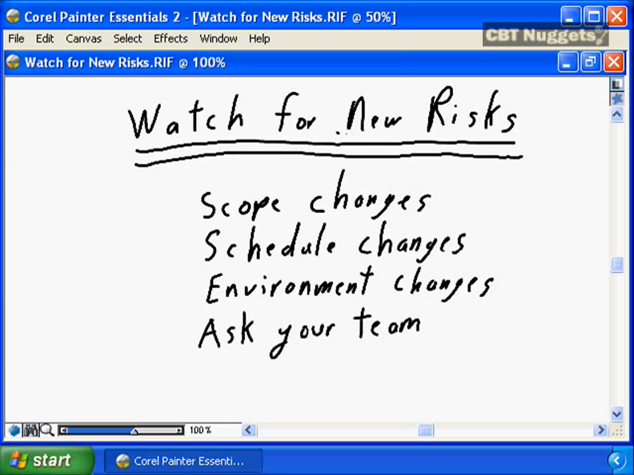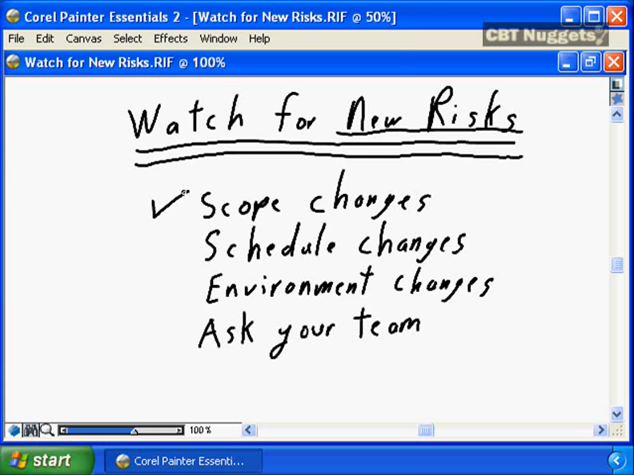Therefore, you have lots of opportunity to identify new risks, and you have lots of opportunity to put new risk management plans in place to mitigate, to eliminate, to transfer the new risks before they become actual risks on your project. Where can new risks come from?